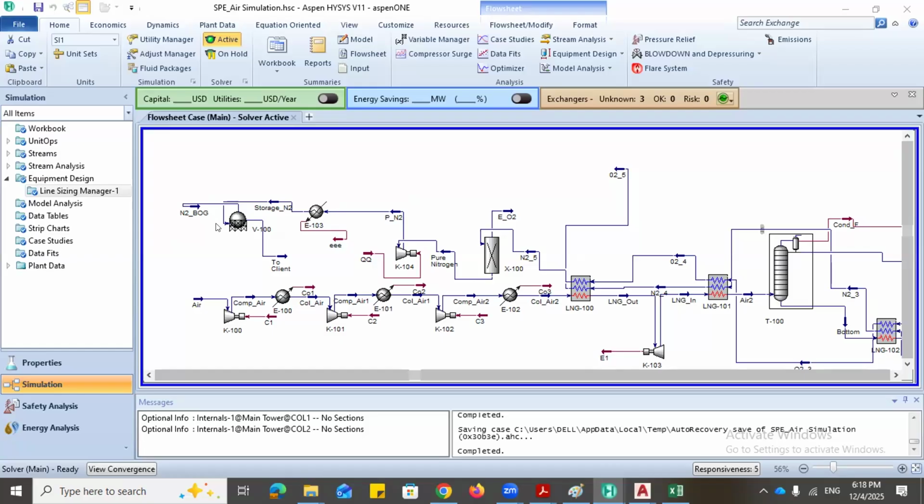Those vapors that are going to be there, sometimes we are going to flare them out. Or we are going to recycle them and find a way to convert them to liquid and send them back to the storage tank. Understand? So that's that.